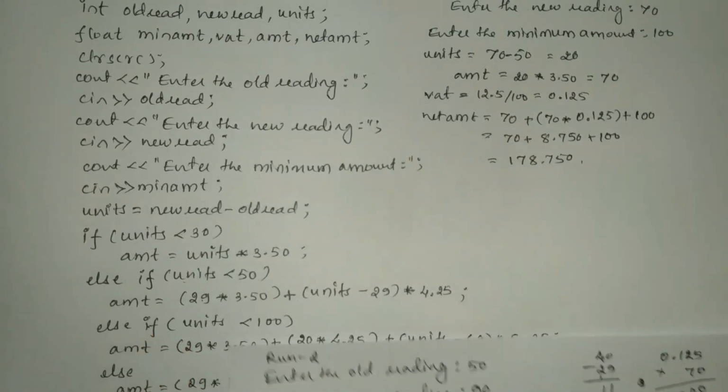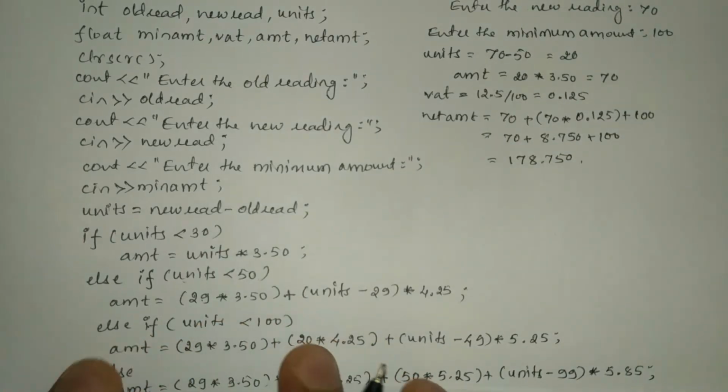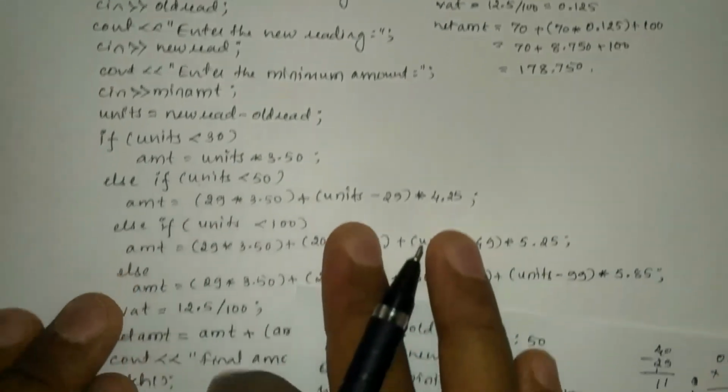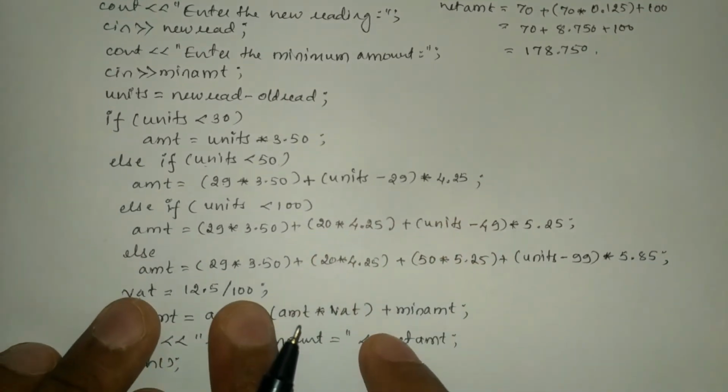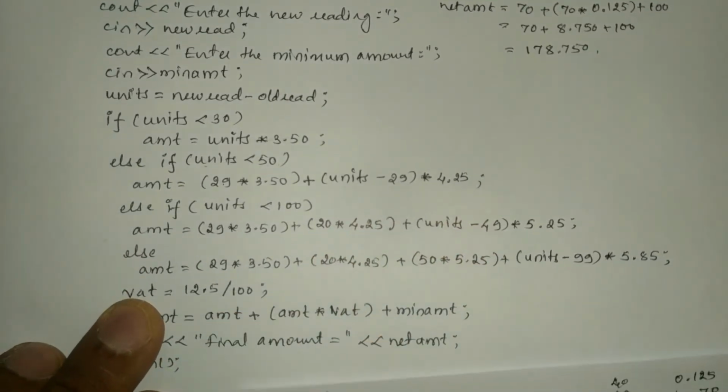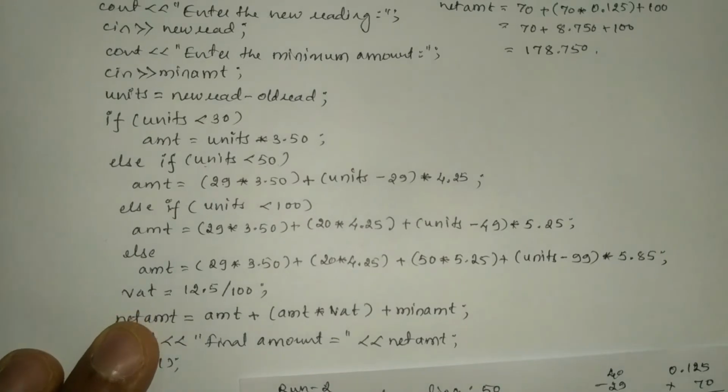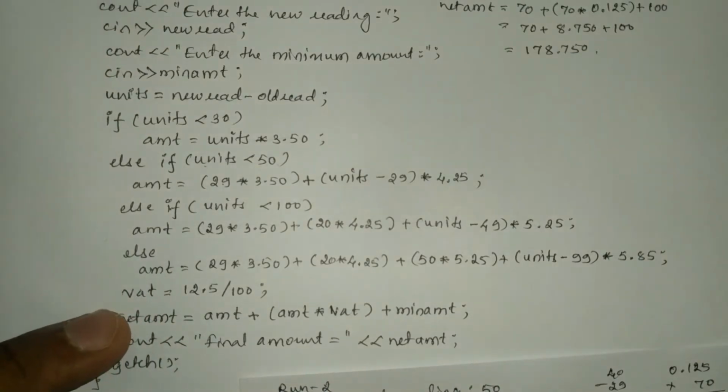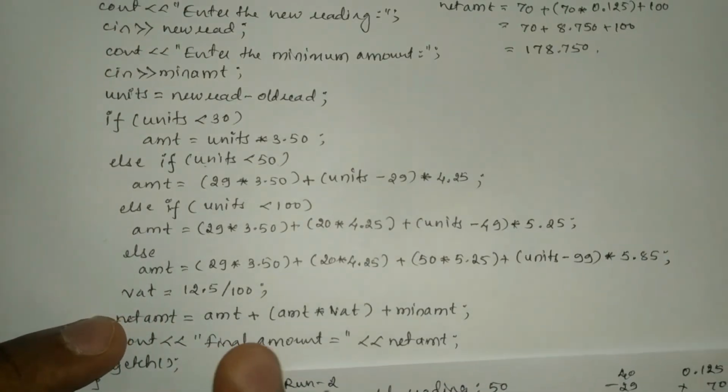So amount will be 148.25. After calculating this amount, it is not going to check the remaining conditions, so control directly jumps to VAT. It is going to calculate VAT at 12.5%, which can also be written as 0.125, as we have just seen.